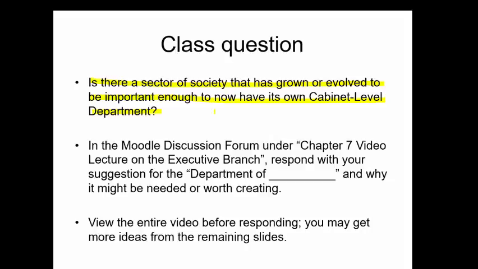For example, after 9/11, the threat of terrorism and the importance of trying to protect us from terrorism was important enough that the government eventually decided to have a cabinet level Department of Homeland Security. Now, again, I don't want you to necessarily just go to terrorism or defense, but put your brain to it there and see, is there a particular sector of society that may now deserve its own cabinet level department?